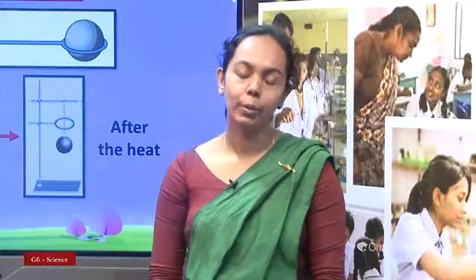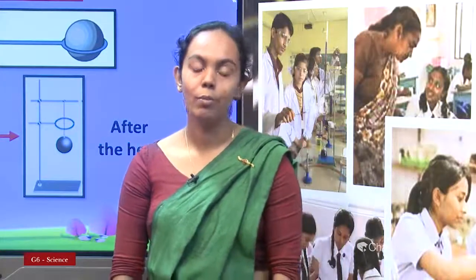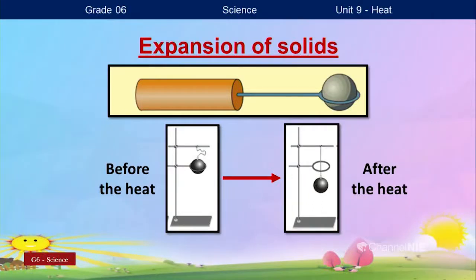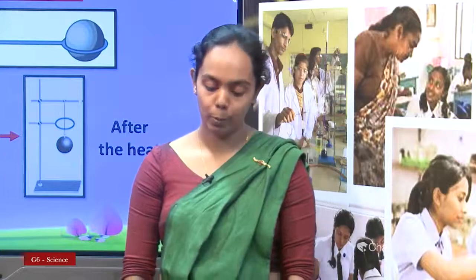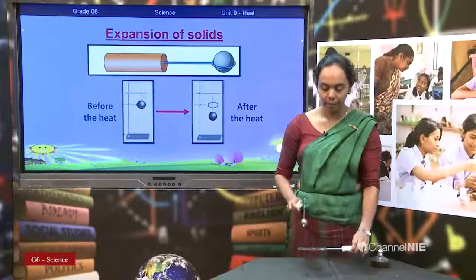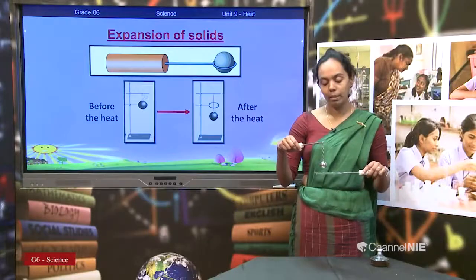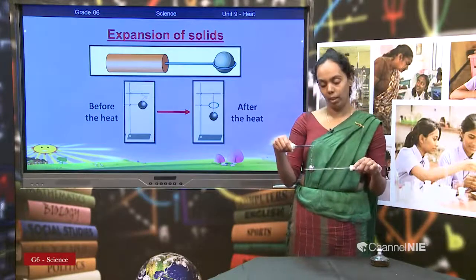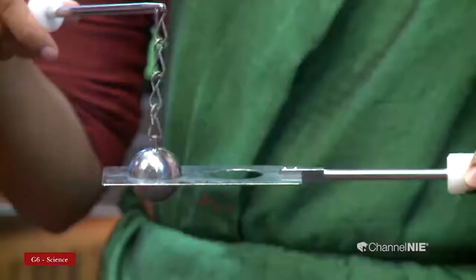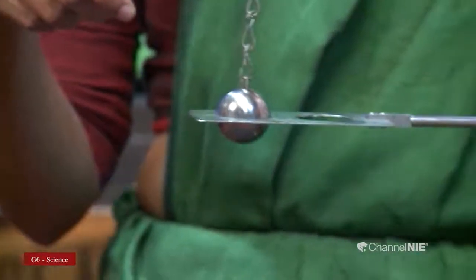Okay, now we are going to learn about expansion of solids. To explain the expansion of solids, we have to do a simple experiment. For this experiment, I want to take a marble and also a ring. Before that, you can see the marble cannot pass through this hole. Now we will see what happens to the marble when we heat this loop.